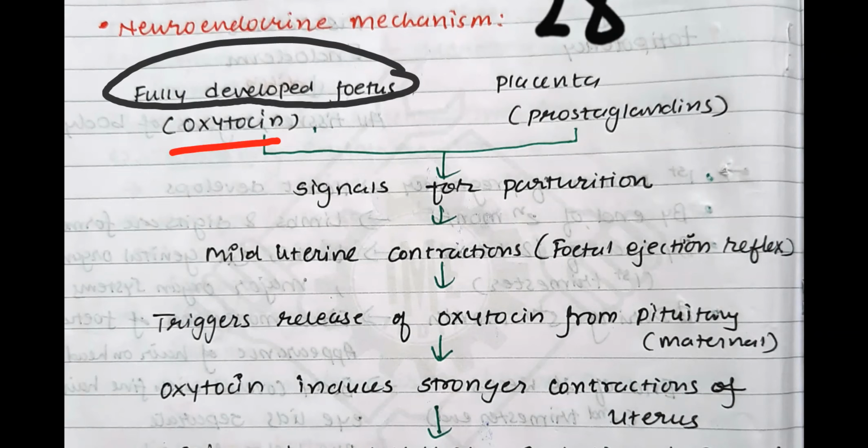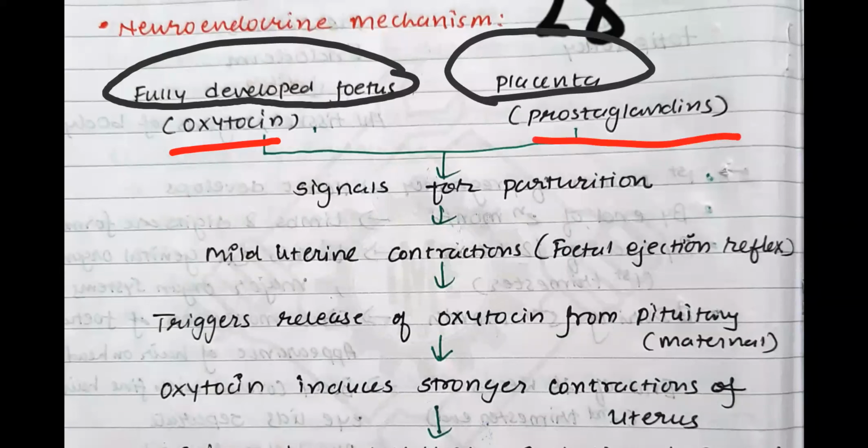It secretes one hormone called as oxytocin. Now you may be wondering that oxytocin though otherwise comes from pituitary of mother. So in this case, oxytocin comes from the fully developed fetus. A fully developed fetus starts secreting oxytocin. Parallelly, the placenta starts secreting prostaglandins. I think I have informed you about prostaglandins in a seminal plasma.